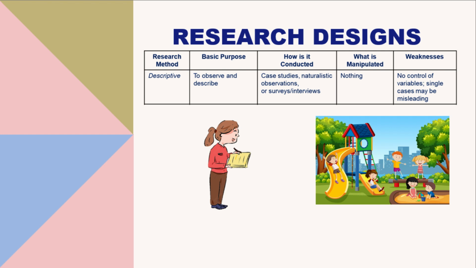Descriptive research. Descriptive research is primarily concerned with providing a detailed and accurate description of a phenomenon or behavior. It is often used when researchers want to gain an initial understanding of a topic or when they cannot manipulate variables. Descriptive research methods include observational studies, case studies, surveys, and content analysis.